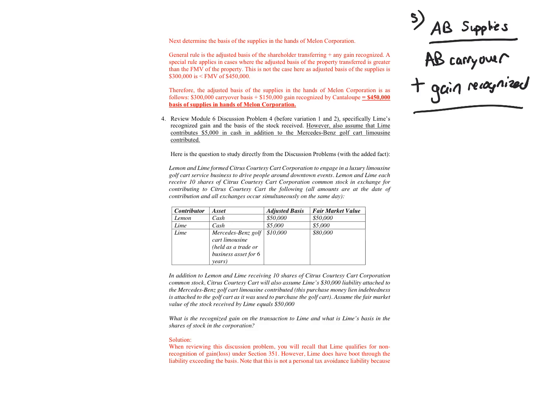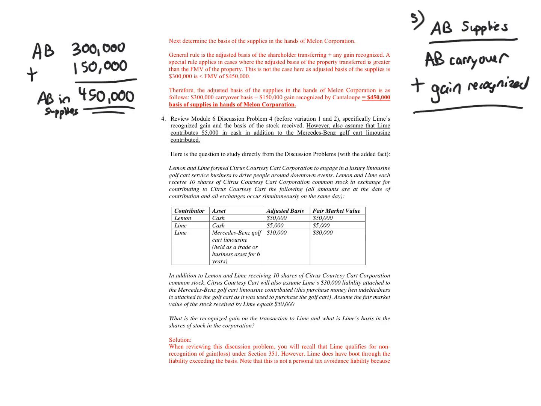Sorry, let me erase that because we're going to need that space for problem 4. So the adjusted basis carried over is $300,000 in the supplies. Was there any gain recognized by Cantaloupe? Yes. $150,000 of gain. That gives us a basis in the supplies of $450,000. And that is our adjusted basis in the supplies, and it answers both parts of the problem.